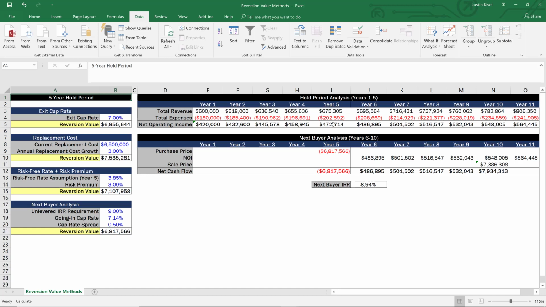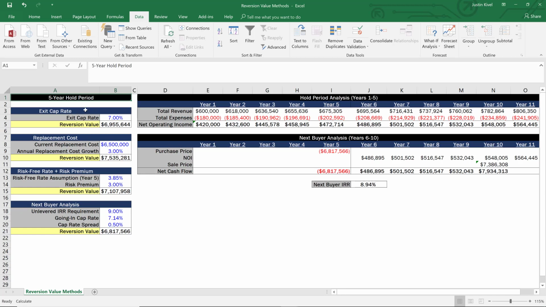Now, in order to calculate what you believe you're going to sell that property at the end of your hold period, there are several different ways to do this. I'm going to highlight the most common ones that I have seen in this video, and those include the exit cap rate method, a method using replacement cost, another method that takes into account the risk-free rate and the risk premium, and then finally a next buyer analysis. So let's jump into assuming an exit cap rate.